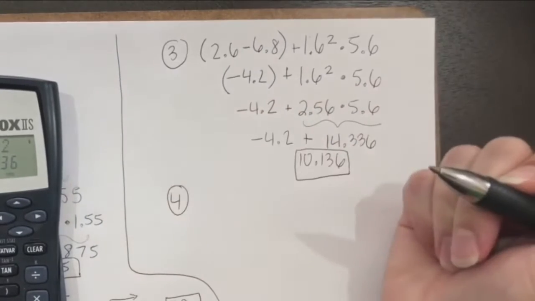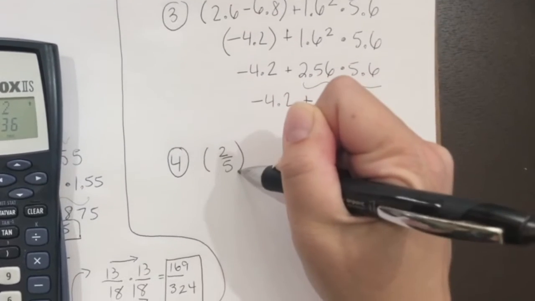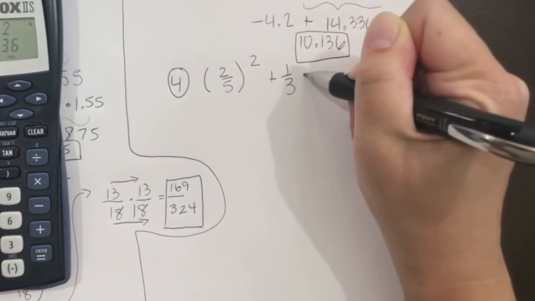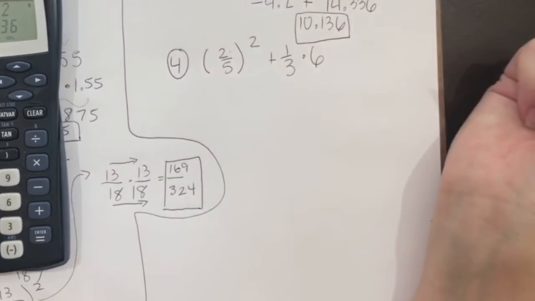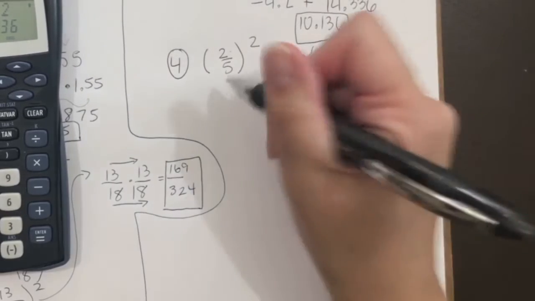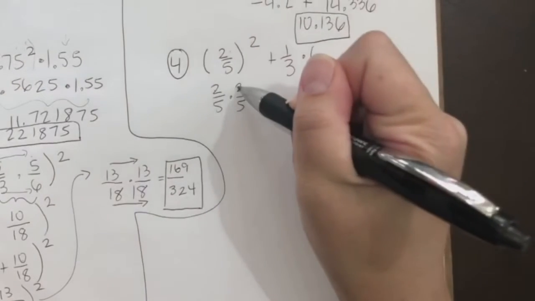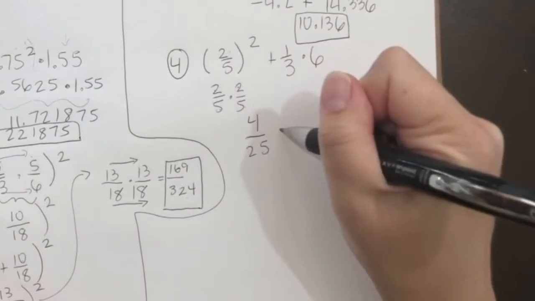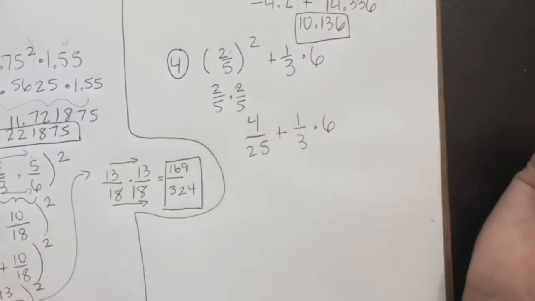Number 4, parentheses 2/5, close parentheses, squared, plus 1/3 times 6. So let's do the 2/5 squared first. 2/5 times 2/5. So 2 times 2 is 4. 5 times 5 is 25. Plus what we have here, 1/3 times 6.